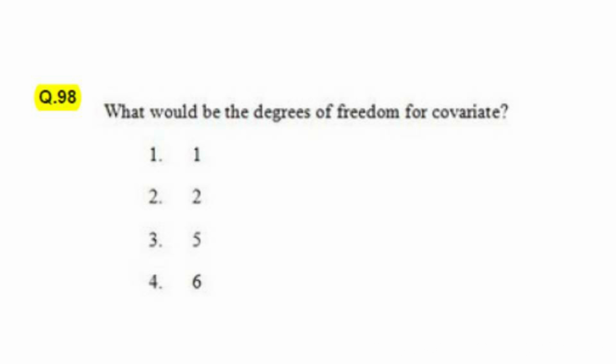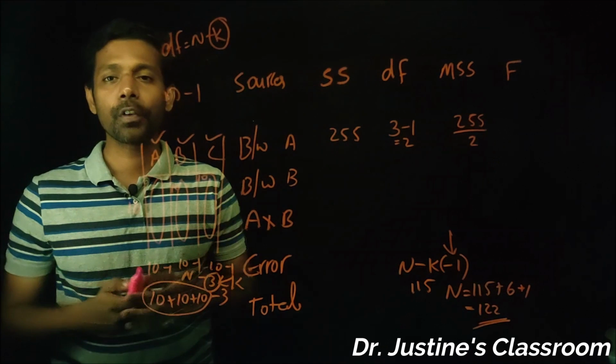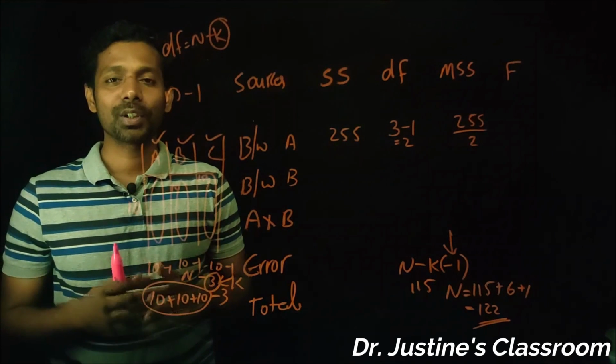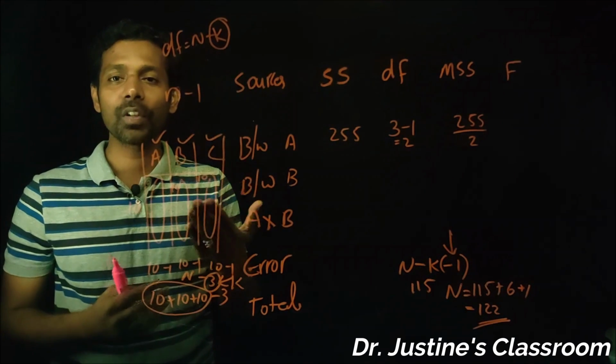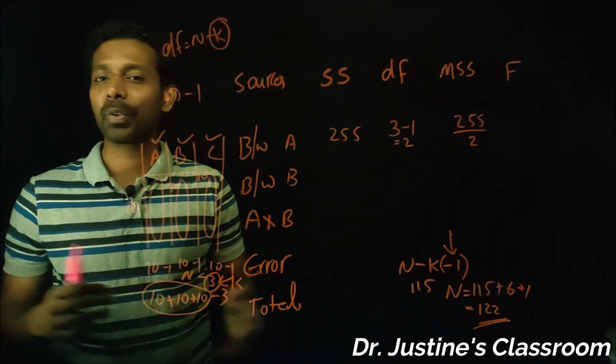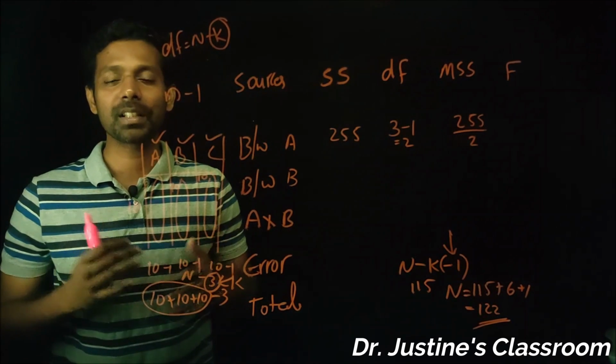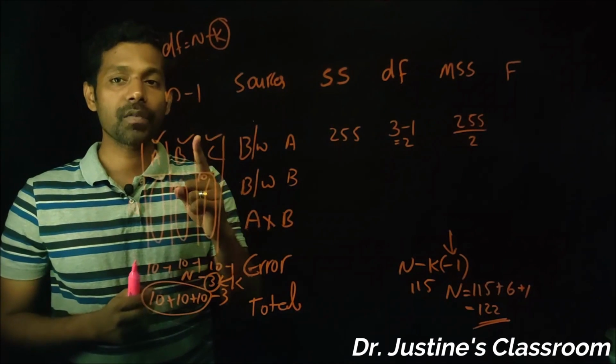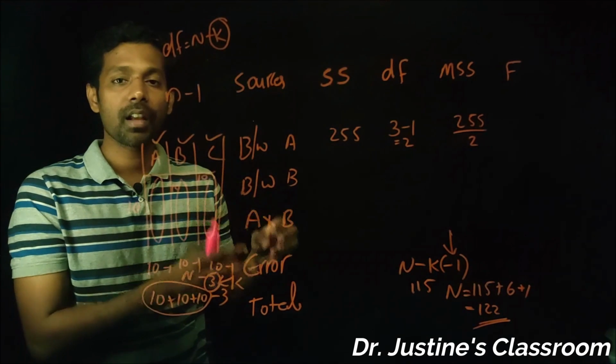What would be the degree of freedom of a covariate? Degree of freedom of a covariate is a direct question. It's always 1. So if you have 2 covariates, each covariate will have one degree of freedom. So always it must be 1. So very much direct question, so no need to think much about it. That 1 degree of freedom will be subtracted in the error degree of freedom.